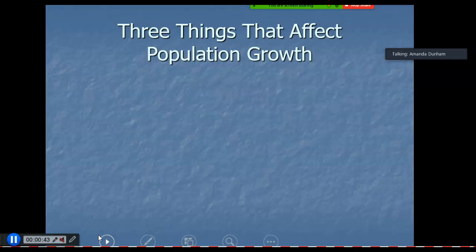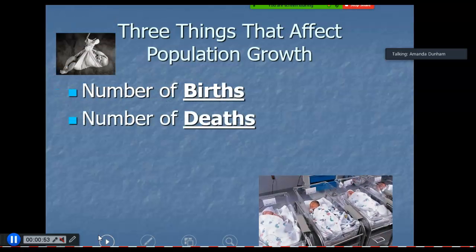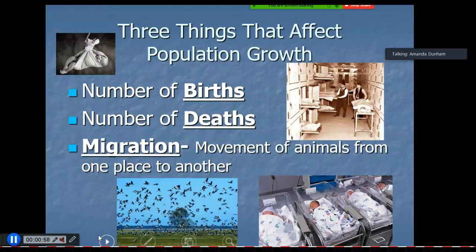The births, the deaths, and migration. So the number of births, the number of deaths, and the migration. So the number of individuals coming into an area or exiting an area.